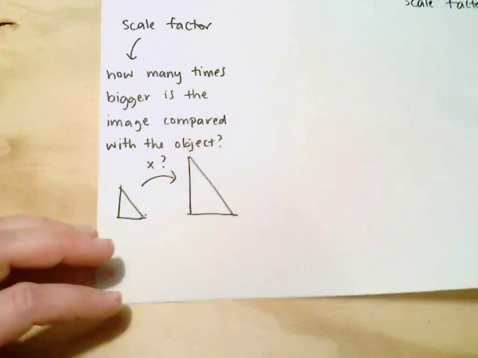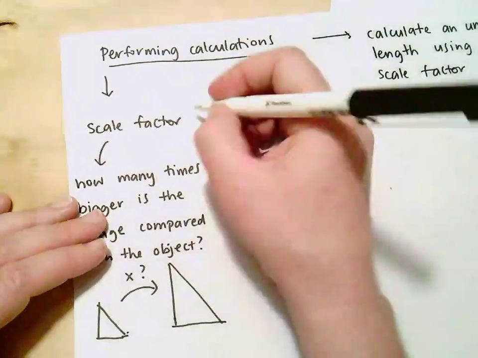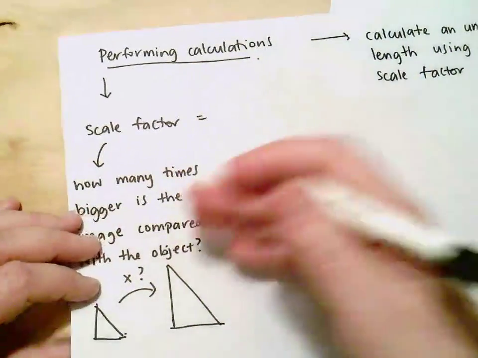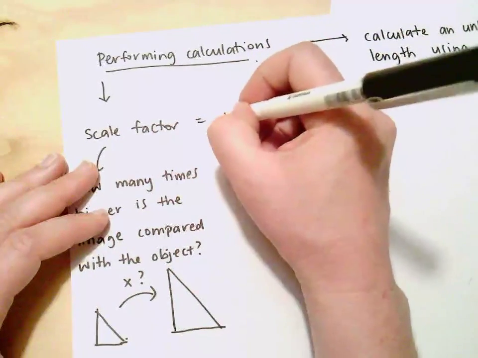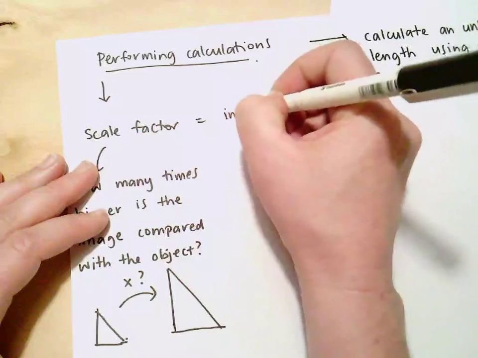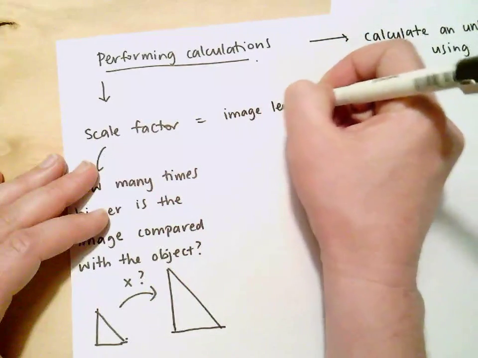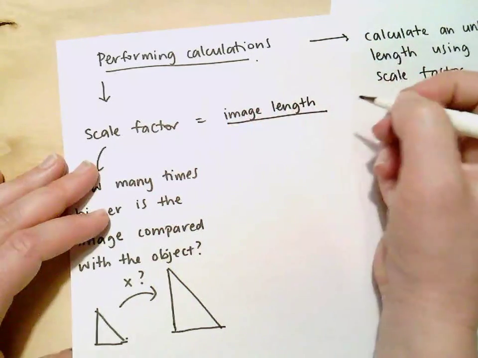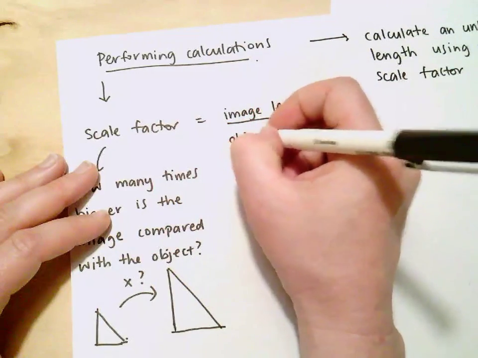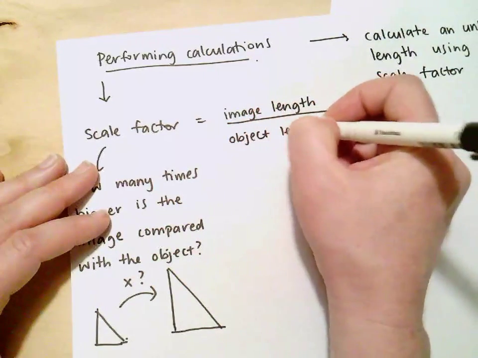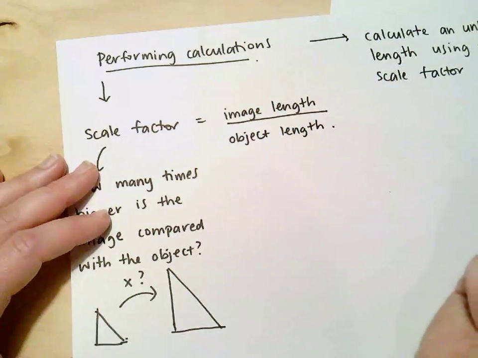But we need to perform calculations of that. Because this is just comparing the size of one thing to another, we do a division. So all I'm going to do is divide the image length, I choose one of the sides, it doesn't matter which one now that I know they're similar, divided by the object length. So the matching side on the object.